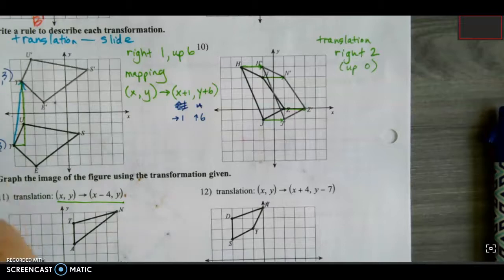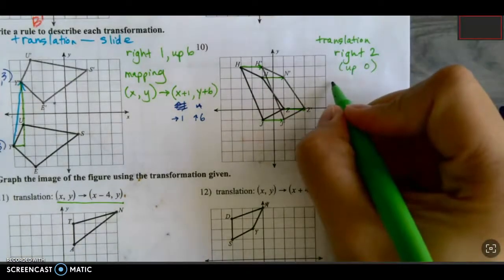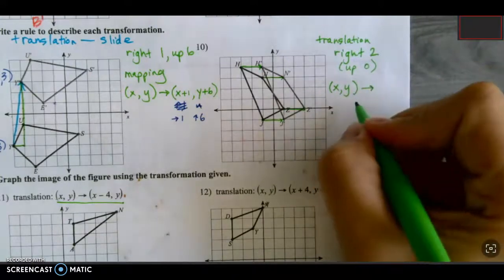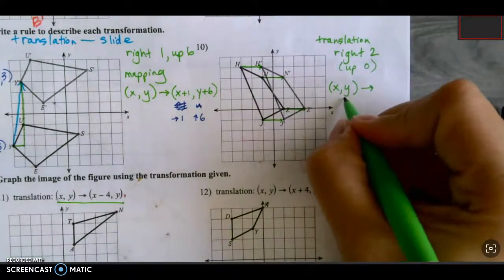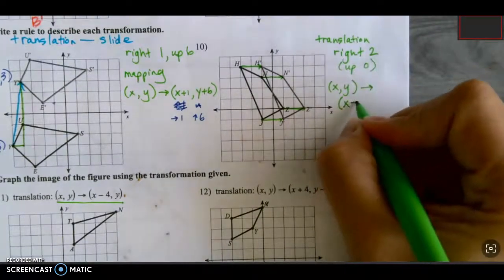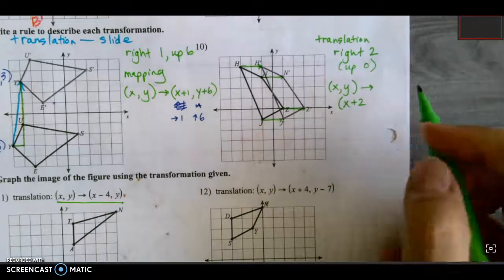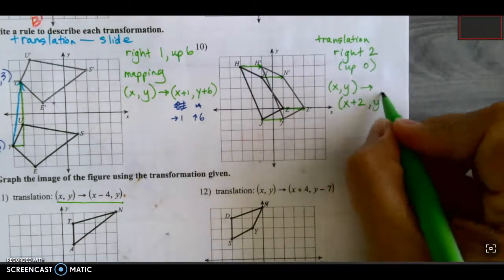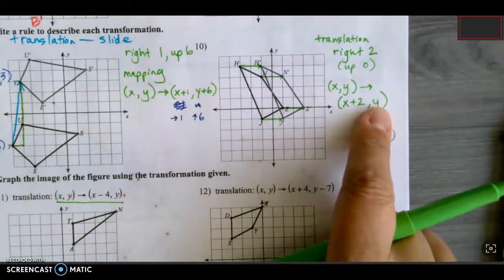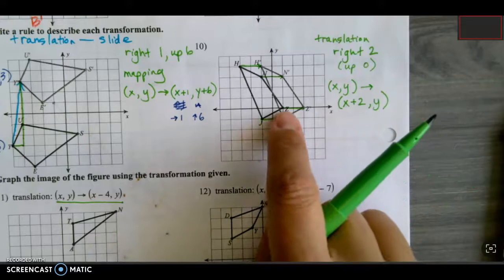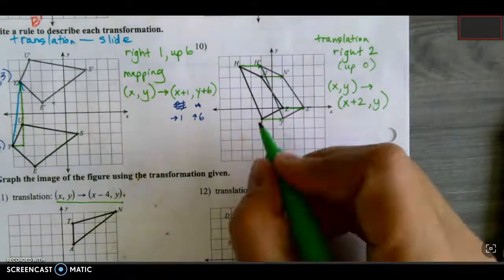So our mapping notation would say, it's a translation on the mapping, xy maps to, and then when we move right 2, our x values change, they go up 2. But our y values don't change at all. I don't go up or down. So y maps to y. It doesn't change. And so again, if I picked an ordered pair, I see j is negative 1, negative 1.